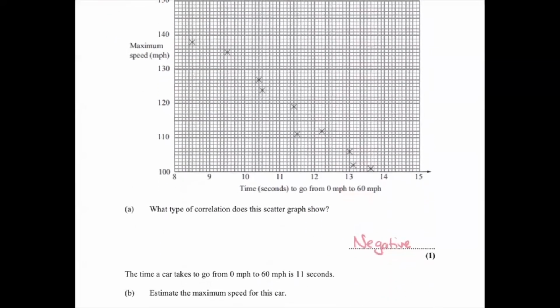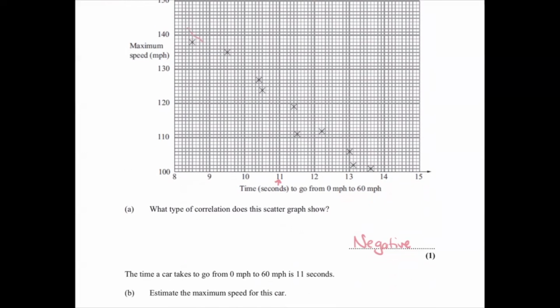The second part is telling us that the time a car takes to go from 0 to 60 is 11 seconds, and we've got to estimate the maximum speed of this car. So 11 seconds is here. What we're going to be doing is putting on a line of best fit. That will get us the first mark out of the 2 that we've been allocated to this question.